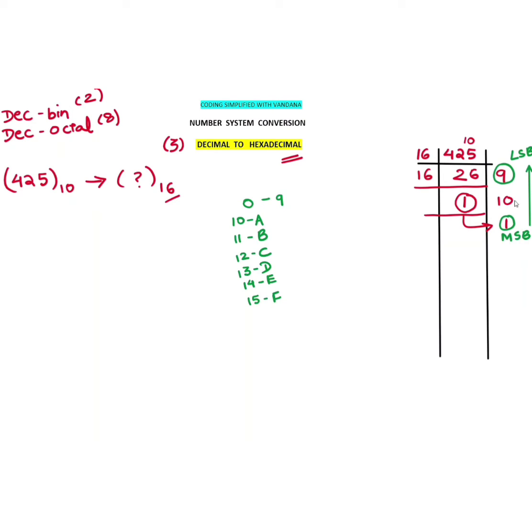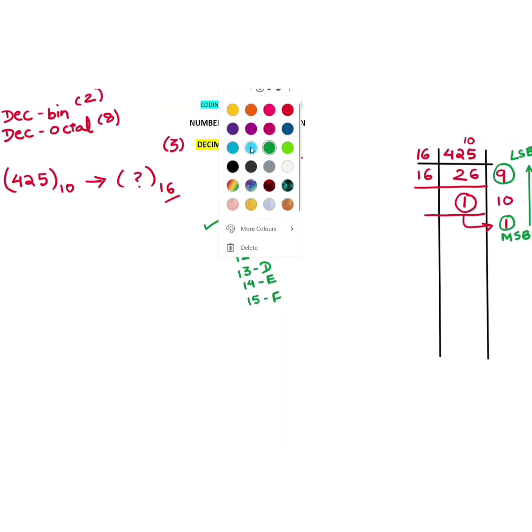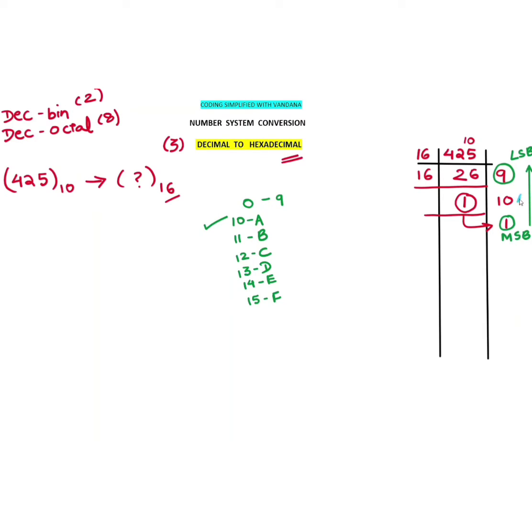So we just need to convert this in that specific hexadecimal format. So 9 and 1, there's no issue with the digit 9 and the digit 1. But this 10, as you can see from here, will be replaced by the letter A. And now the answer. That means the hexadecimal equivalent for this particular decimal number 425 is 1A9. This is the hexadecimal equivalent.